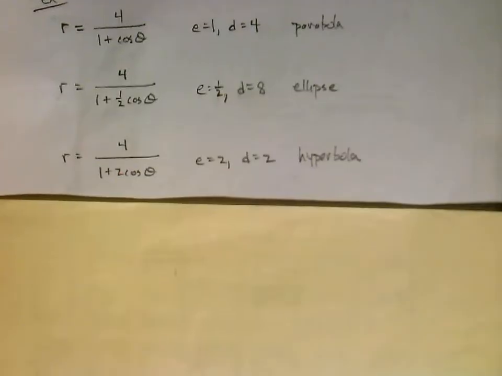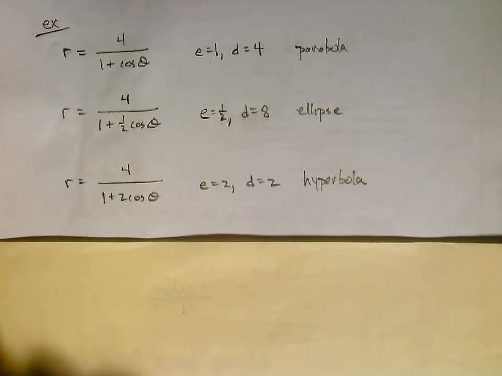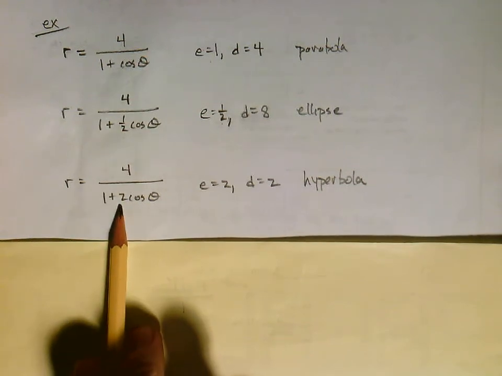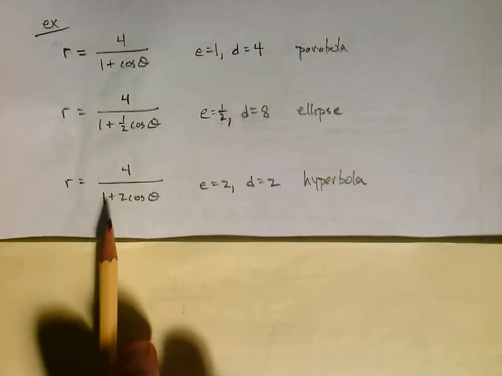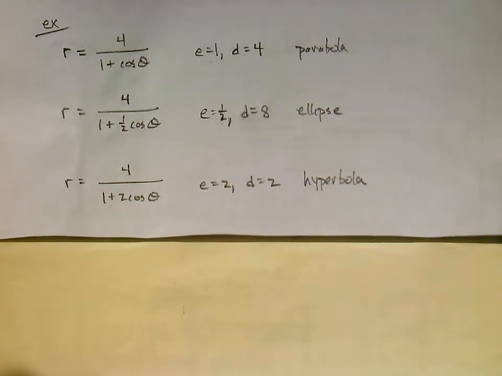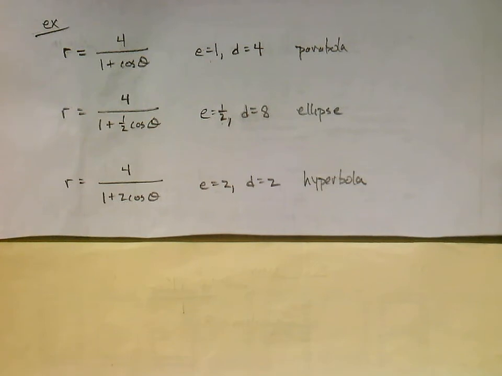One more for the hyperbola. What if we make it r equals 4 over 1 plus 2 cosine theta? Well, we can see the e is 2, and if I've got a 4 up here, it would have had to be 2 times 2, so d equals 2 also. And if e is greater than 1, then I've got a hyperbola.